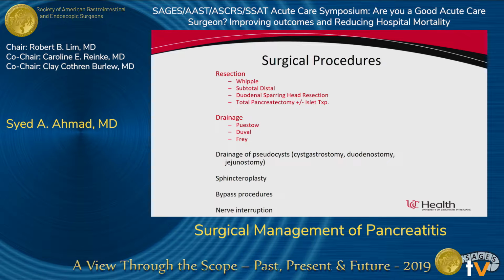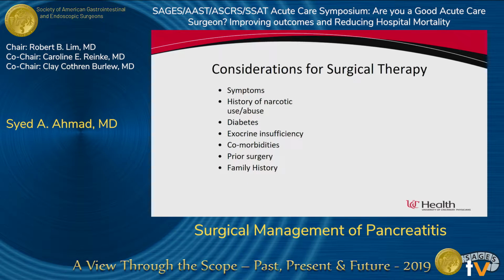Now, when we talk about surgery, we really talk about two different broad categories, resection and drainage. There are other operations like management of pseudocysts, sphincteroplasties, bypass, and we'll not talk about those. But really, under the resection category, the operations that we often perform include pancreaticoduodenectomy, subtotal pancreatectomy, and then there's a category called duodenal sparing head resections, which is much more popular in Europe, but gaining in popularity in North America. And a very select group of patients may be candidates for total pancreatectomy with autologous islet cell transplant. And drainage procedures include Puestow, Duval's, and Frey.